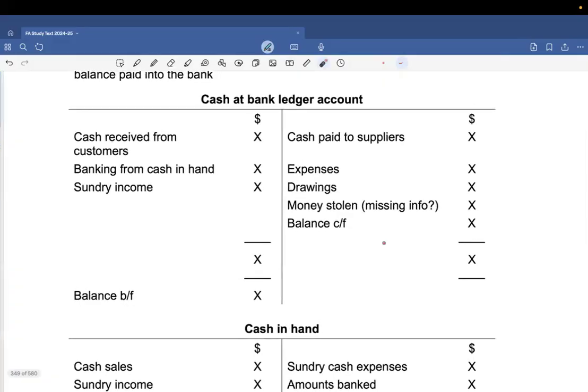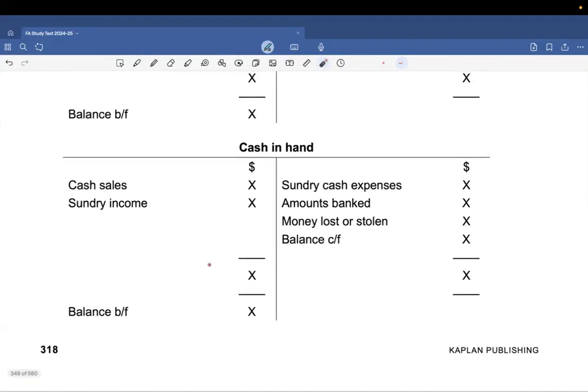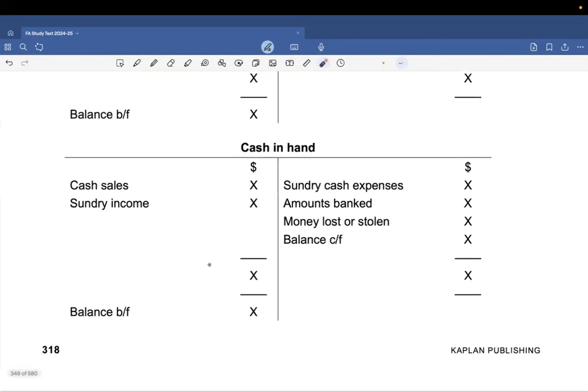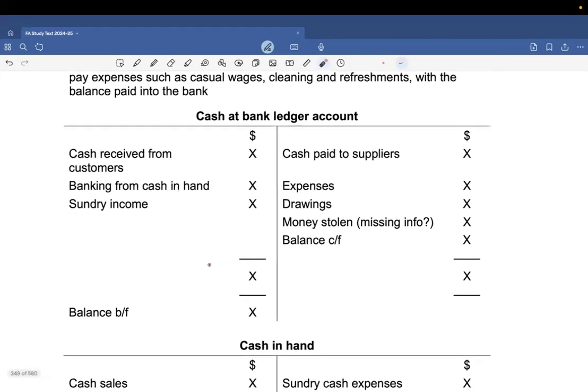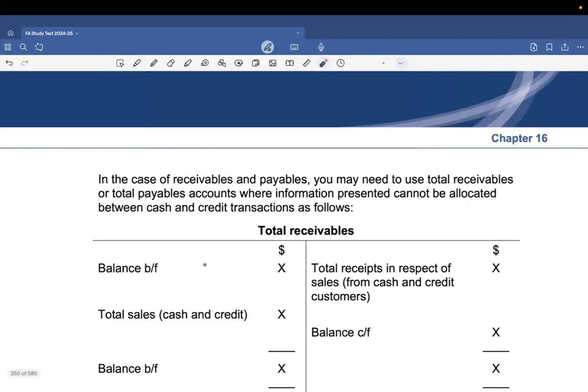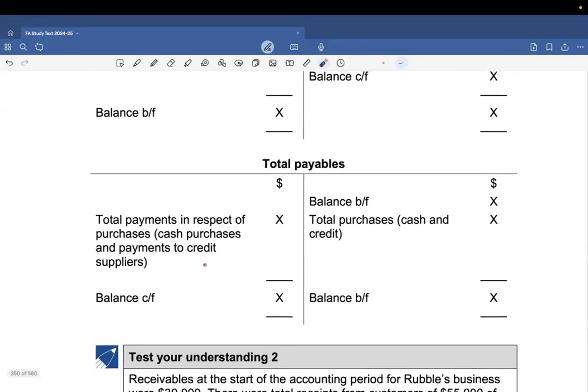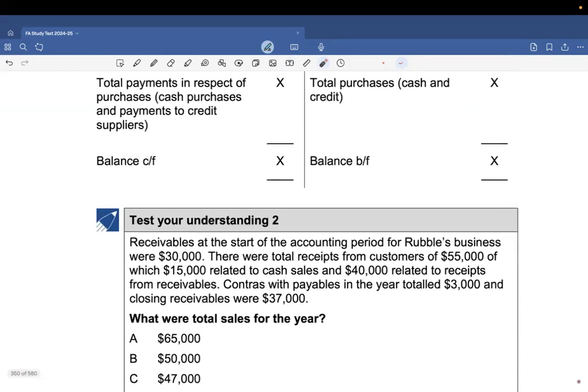So I want you to copy down all of these formats. That is the cash at bank ledger account, cash in hand, total receivables, total payables. I'm going to pause this.